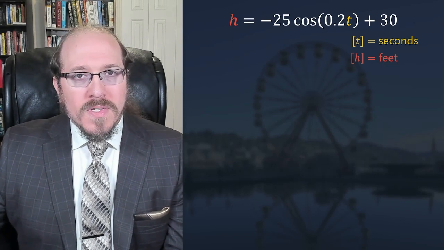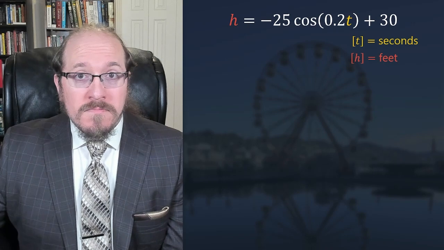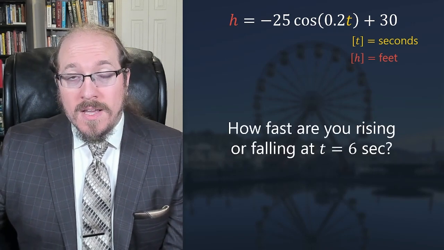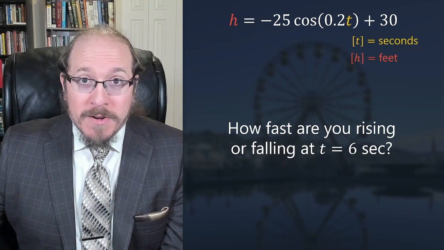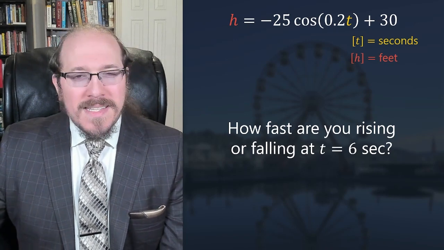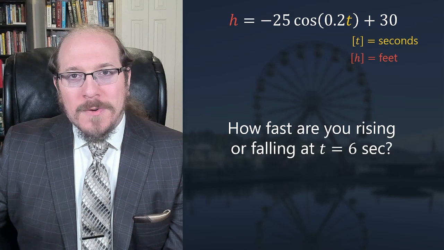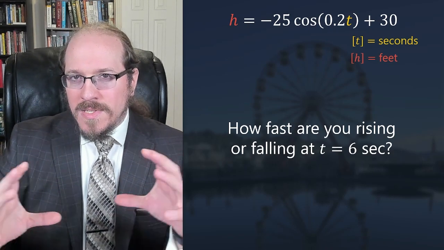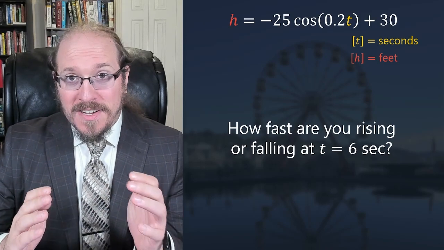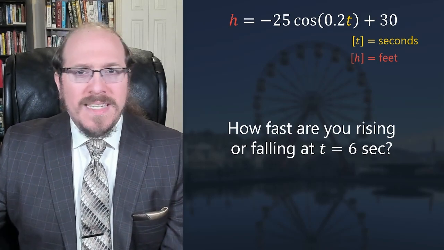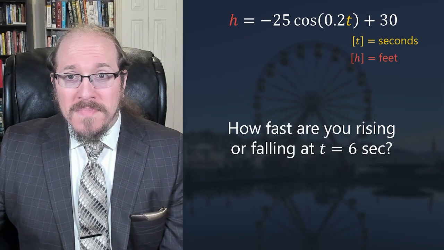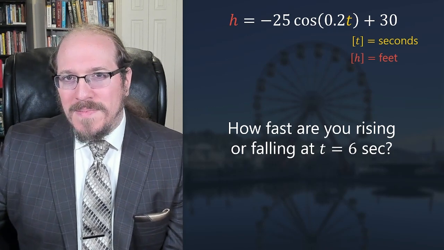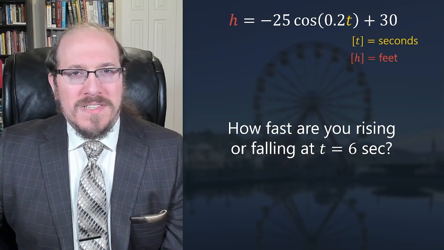Now suppose you're on this ride, and you want to know how fast you are rising or falling 6 seconds after the ride starts, because I know that calculus is on your mind when you're in an amusement park. So that's exactly the sort of thing you'd use the derivative for. There's just one problem. The thing inside the cosine function is itself another function. We've never had to deal with that when we're doing derivatives. If that 0.2 weren't there, we'd have a much easier time. If only we could get rid of it somehow.